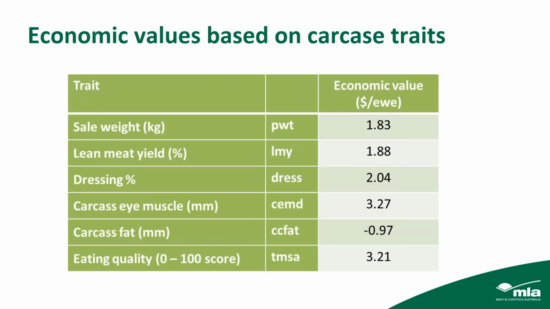So we have a number of economic values that go into our eating quality indexes. We can see here that sale weight equates to an extra $1.83, lean meat yield $1.88, but certainly the biggest by far is that eating quality score. So by increasing the quality of our product by 1 star, we're increasing our profit by $3.21.